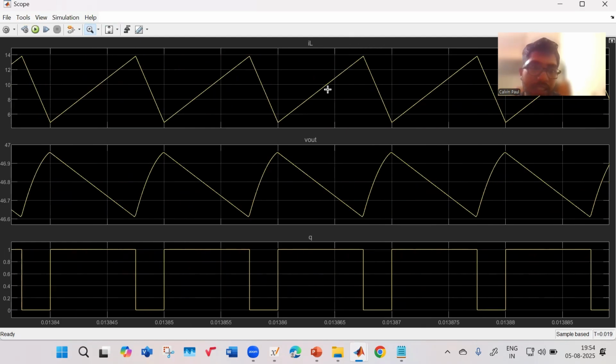This is my inductor current. Its waveform is given here like this, right? So these are the waveforms and you can check it. But what is my duty? My duty is around 75%, because we had calculated the duty should be 0.75. So duty is around 75%. This is well and good.